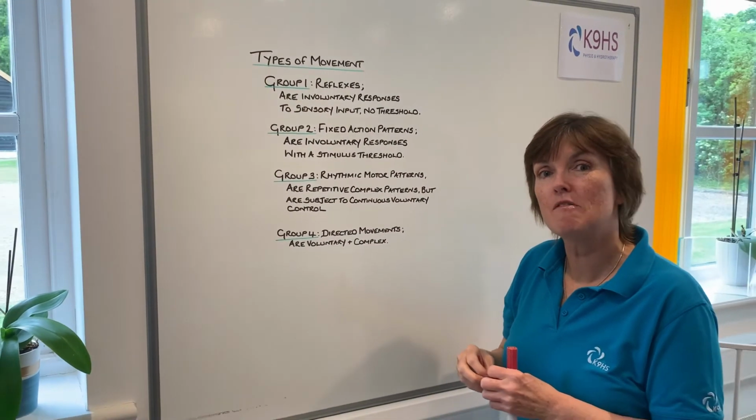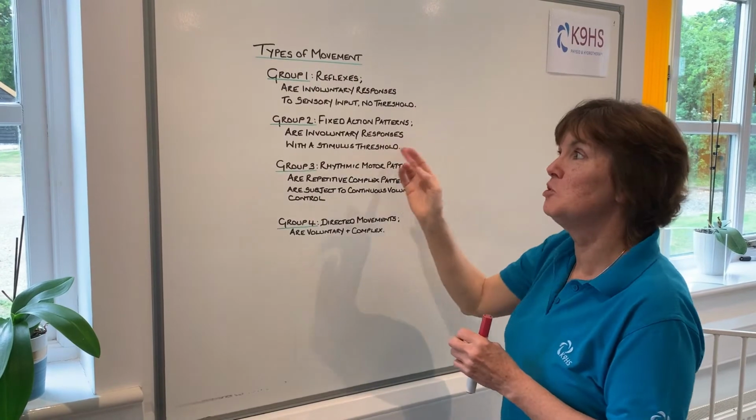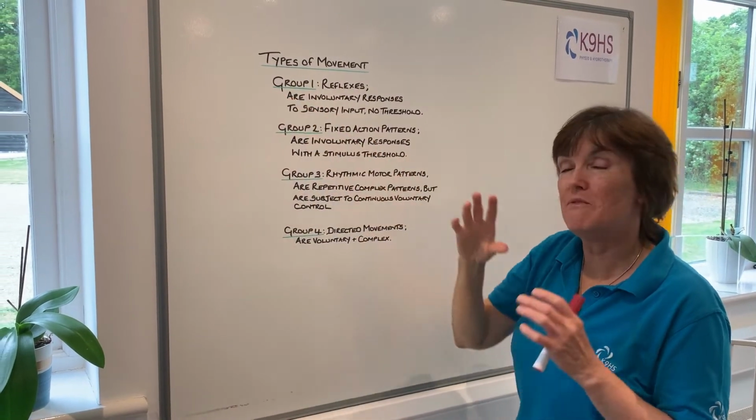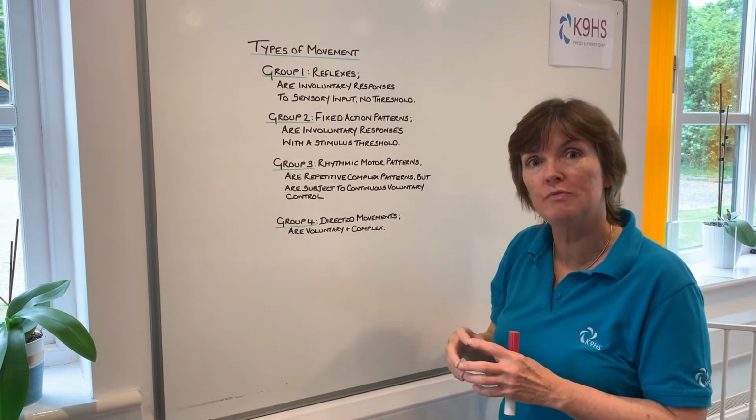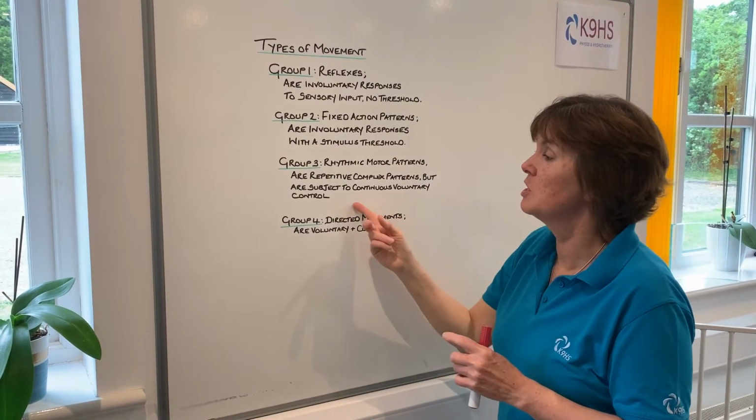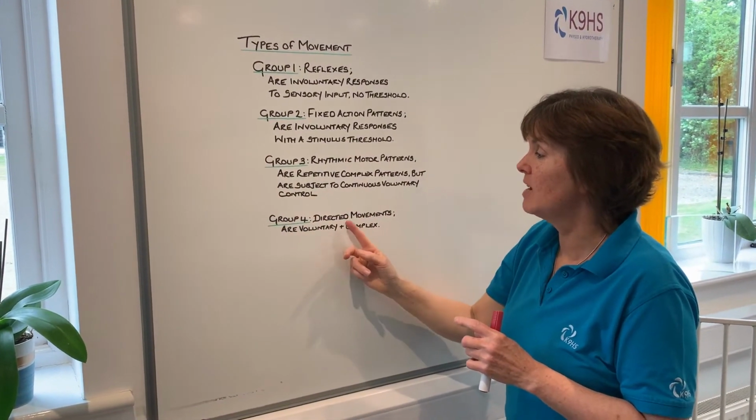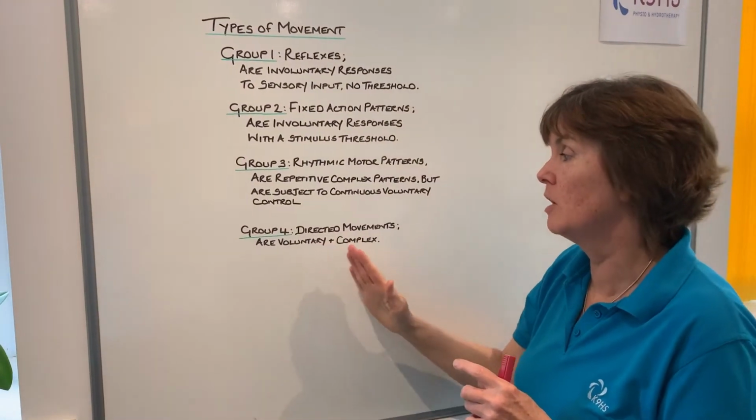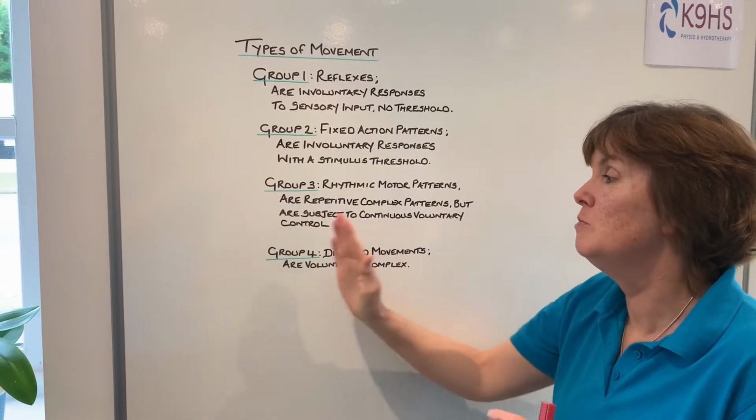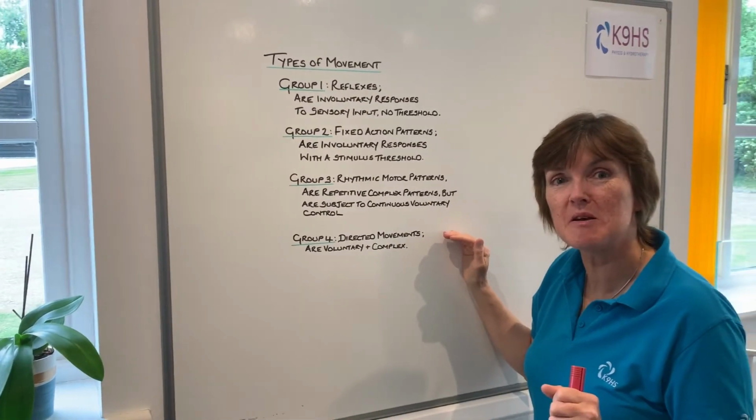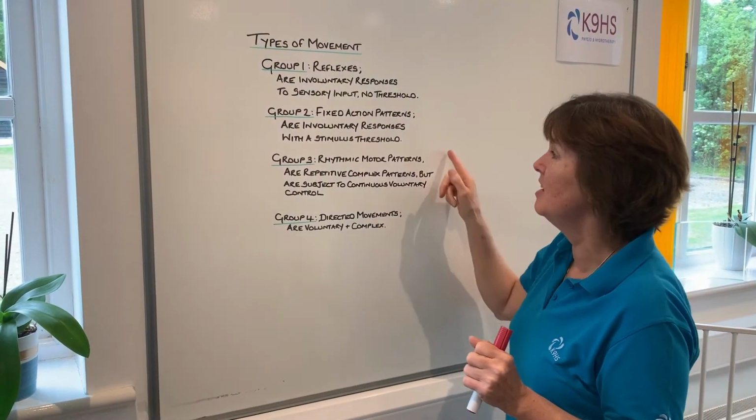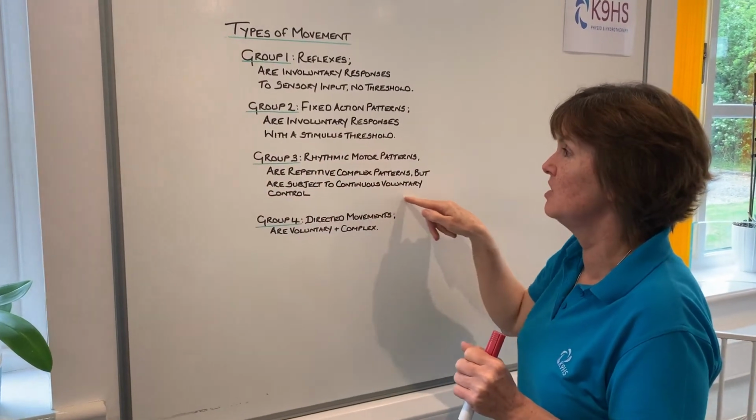Now, as a canine therapist, I am not looking at these 2 groups particularly. What I'm very focused on is identifying the species I'm working with. So as a human physio, my attention is in group 4. These are directed movement patterns. They're voluntary and complex, and humans use these predominantly. However, as a canine physiotherapist and specialist in hydrotherapy, it's group 3 that gets my attention.